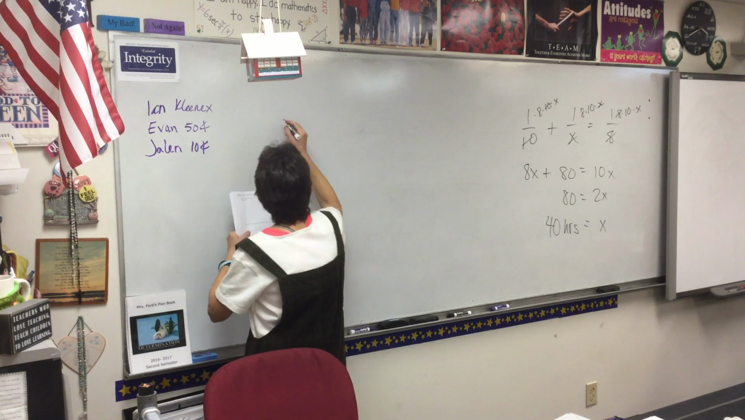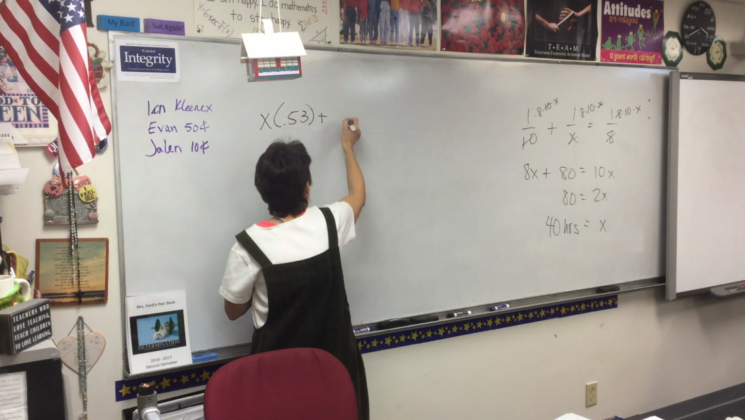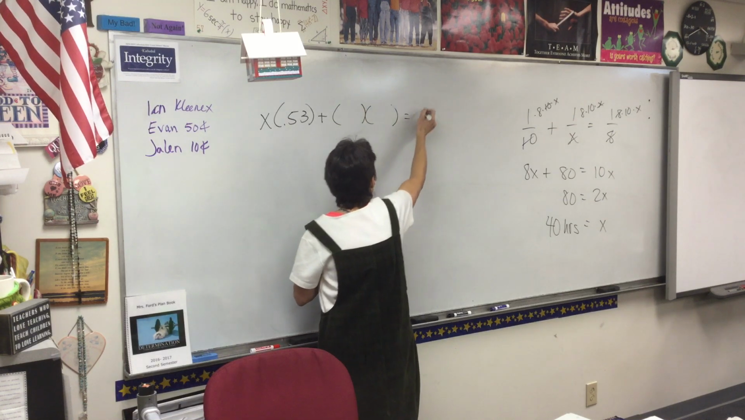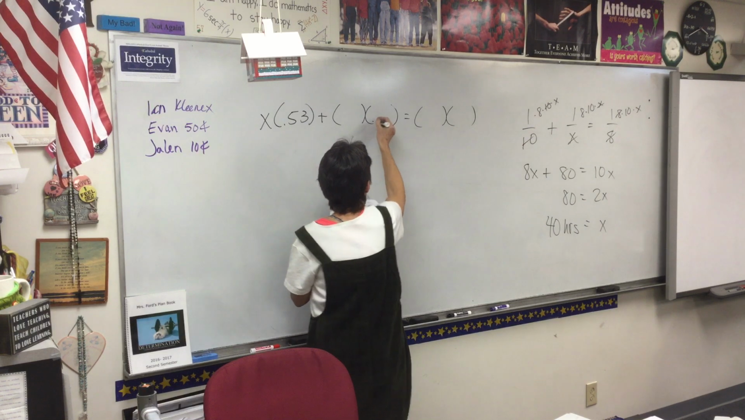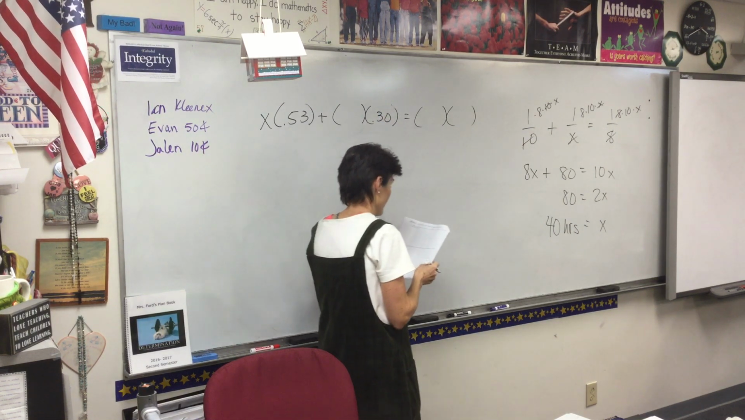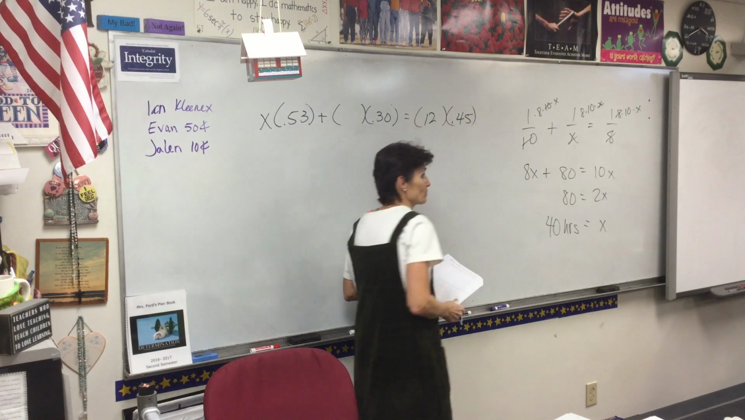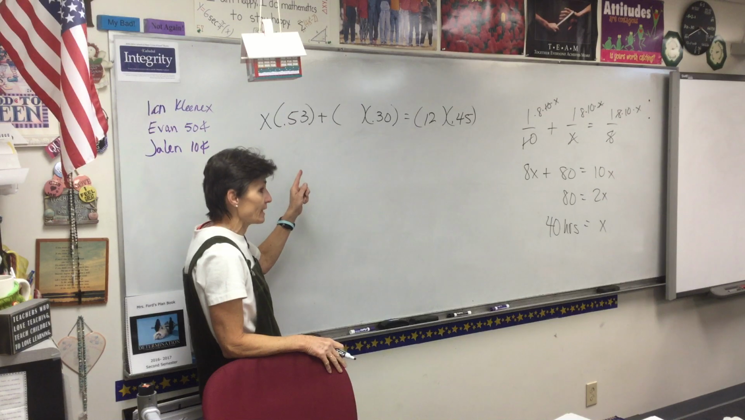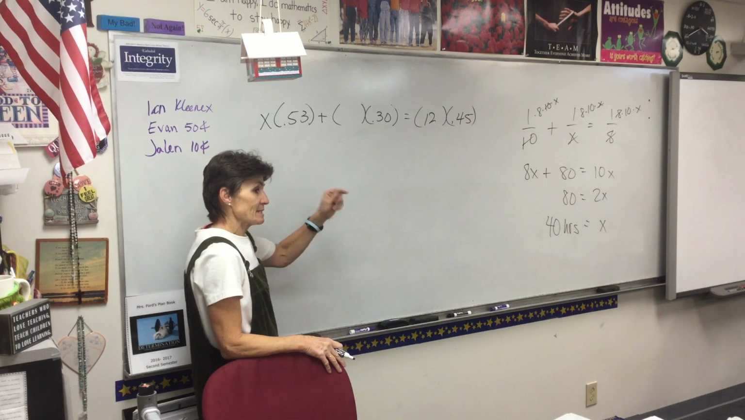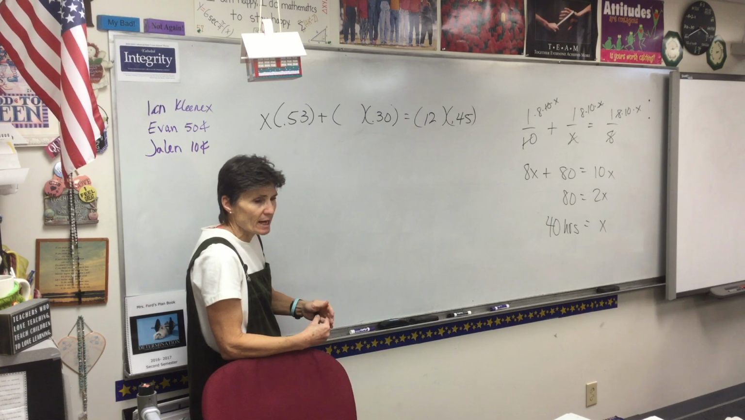So here we go. How much 53% should be mixed with 30% to get 12 gallons of a 45%? All right, now I'm going to stop and I want everybody to look at that and make sure that makes sense to you, because on your quiz, some of you are putting these numbers in random places that I don't understand.